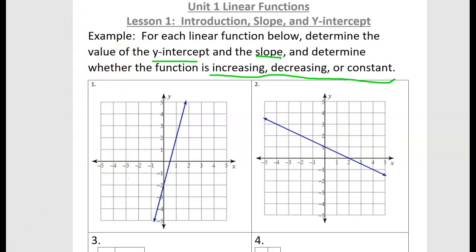All right, so I'm going to go over the answer here. The y-intercept is 1, so that's pretty simple.